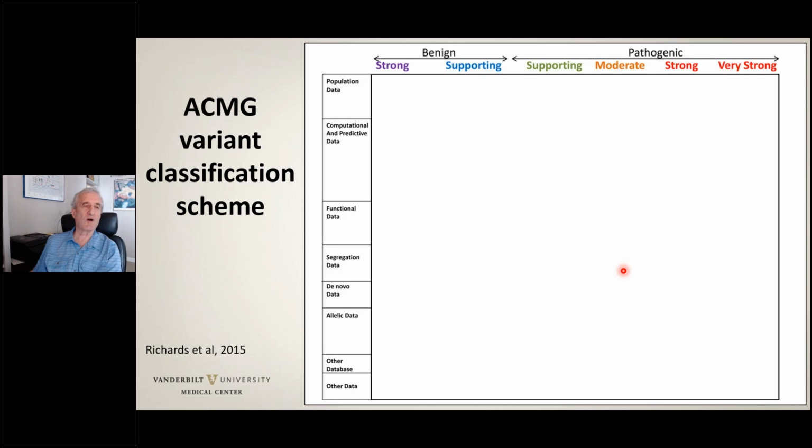So the American College of Medical Genetics and Genomics has a classification scheme that allows us to evaluate various kinds of data and various kinds of evidence to assign something as benign or pathogenic or somewhere in between. And you can see the kinds of criteria that the ACMG uses, all the way from population data to allelic data to segregation data, functional data.